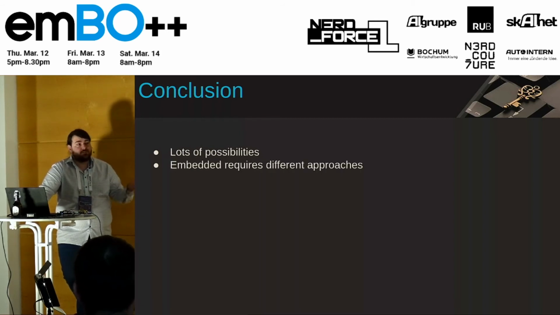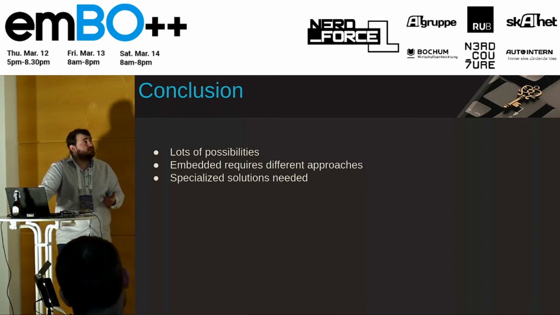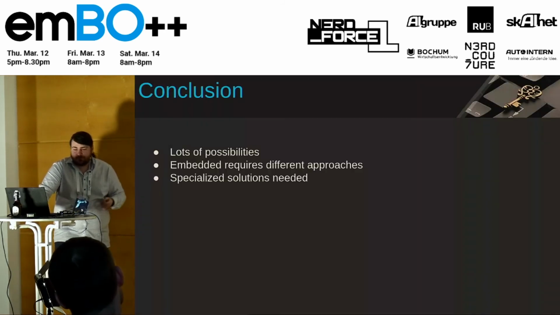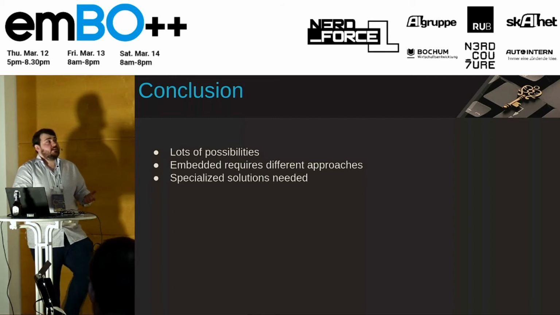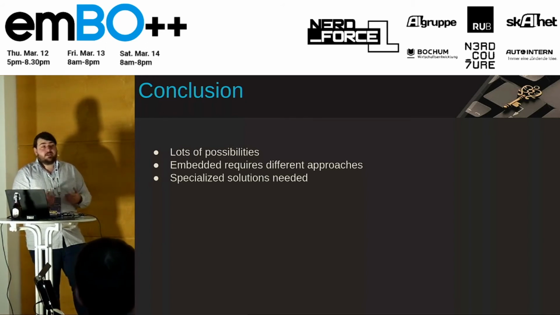Of course, you can just try to throw a desktop obfuscator on your ARM Cortex M4. It's not going to work. And you need really specialized solutions. Well, I think I got that point across. Actually, there are a lot of trade-offs. You can scale on multiple axes. You need to find out what your threat model is, and it's just not that easy.